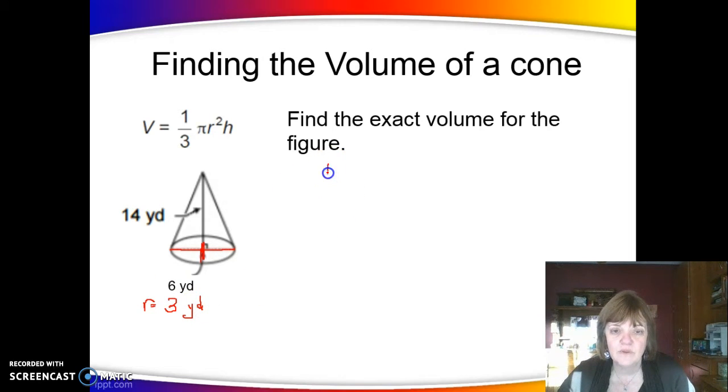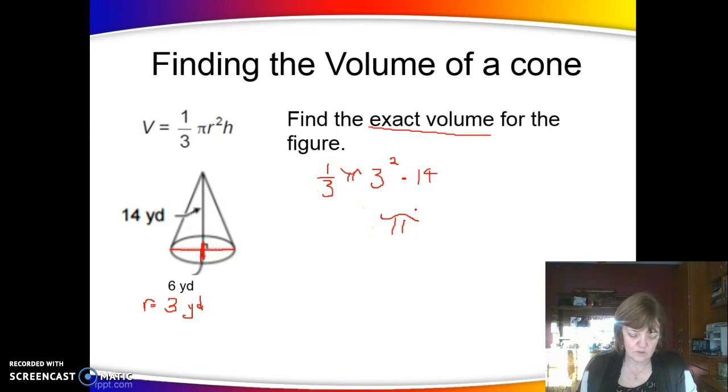Plug that in. 1/3 pi r squared. 3 is what we're squaring, not 6, and that's all times 14. So again, I'm not going to multiply because it says exact volume. So we definitely don't want to use the estimated value for pi. So I'm writing that down. Now let's put in the rest of it.